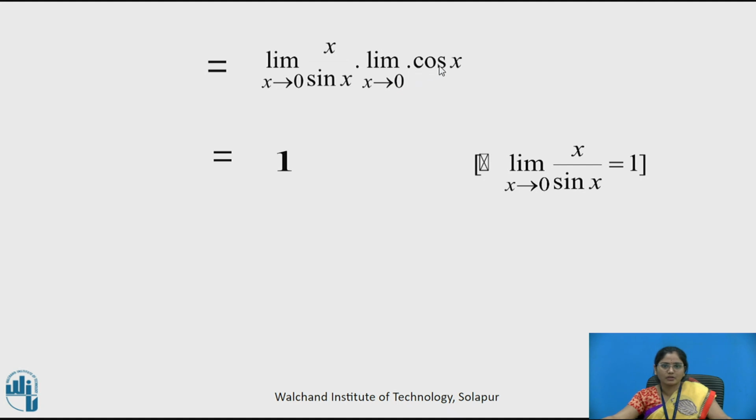into limit x tends to 0 cos x. Now, by using the standard results, you know that limit x tends to 0 x upon sin x is always 1 and limit x tends to 0 cos x is always 1. Therefore, 1 into 1, you are getting it as 1. Hence the proof. I hope you have understood.